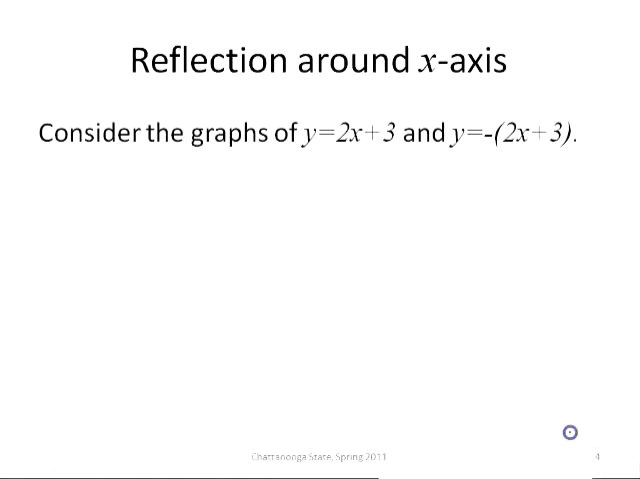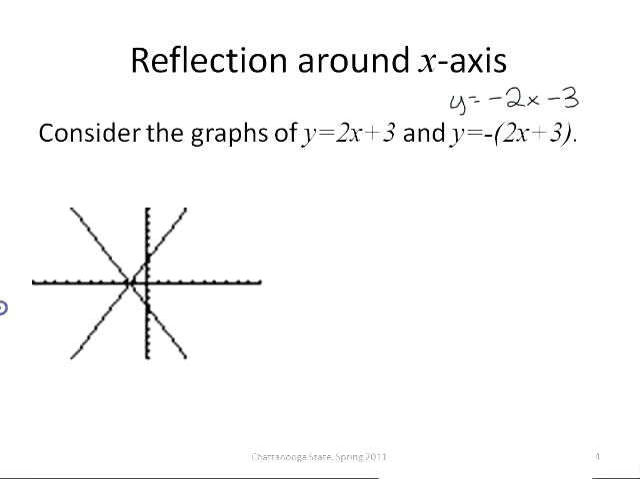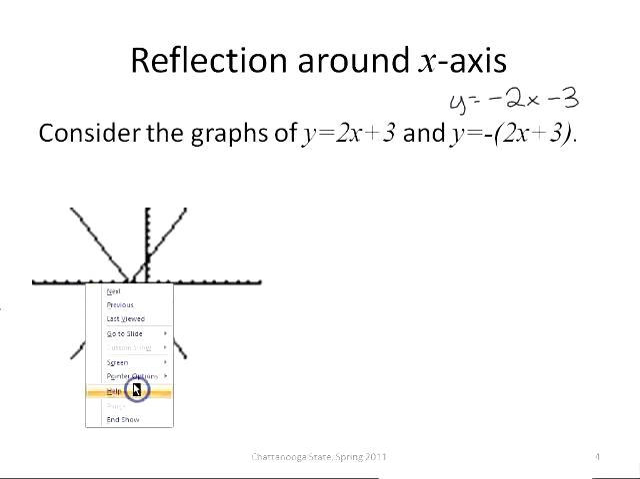Now let's look at an example that reflects around the x-axis. In order to get this reflection, I have an original function, y equals 2x plus 3, and then I change the sign of the entire function by simply multiplying it by a negative. I also could have written that as y equals negative 2x minus 3. So let's look at the graphs.